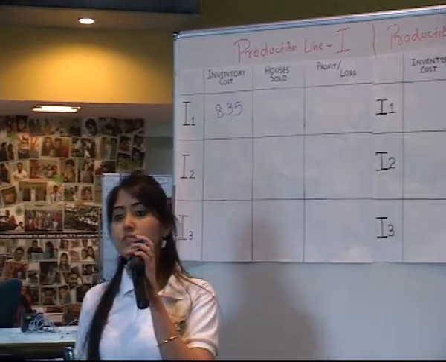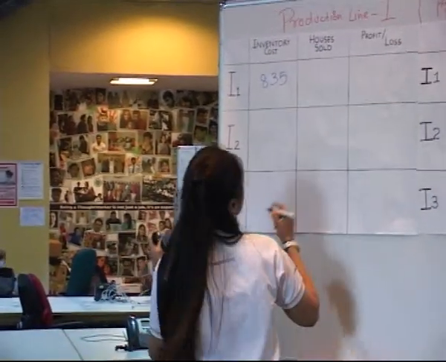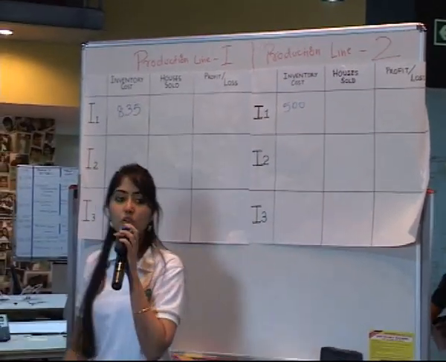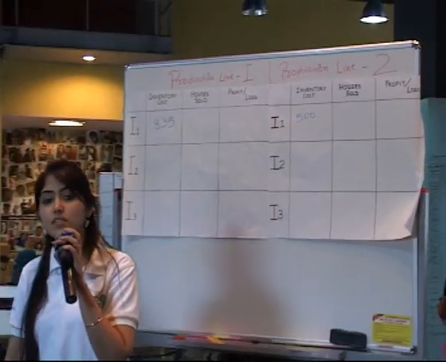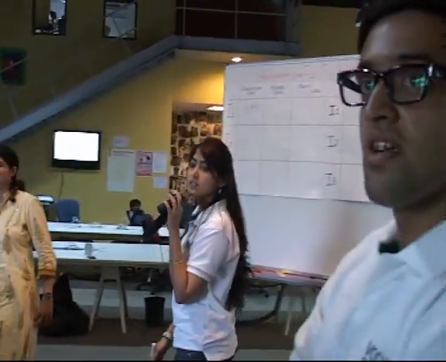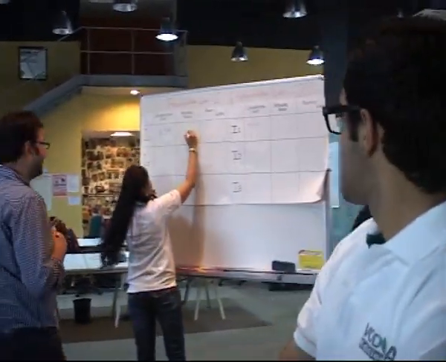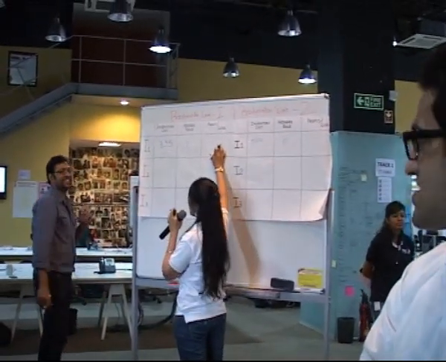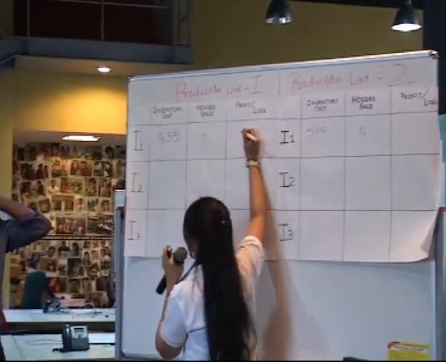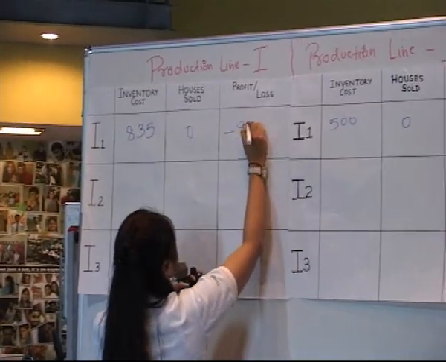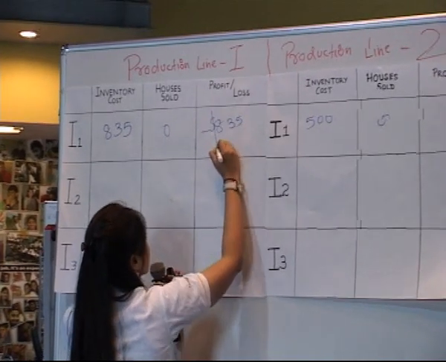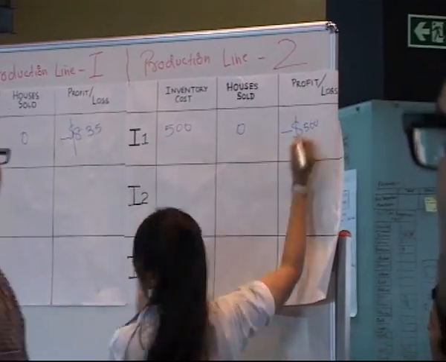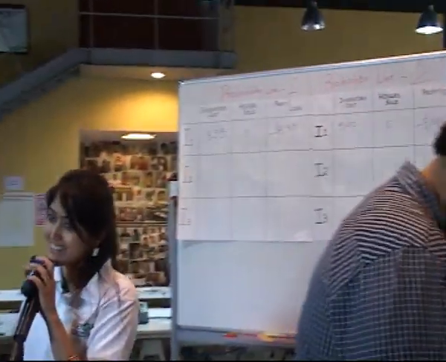Production line 2? 500. House is sold. Production line 1. Customer? 0. Customer? 0. Excellent. You guys are fired. Okay, so profit or loss? We're essentially at a loss of, right? Is that right? Excellent, good job guys. Awesome.